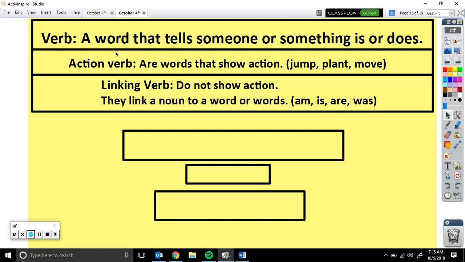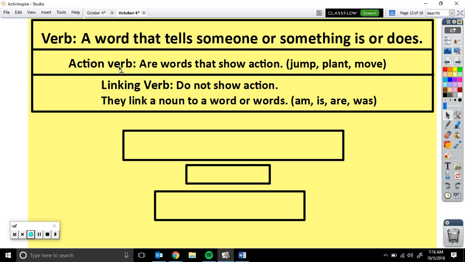So there are two types of verbs. And the first one is usually what you think of when you hear the word verb. It is words that show action. I jumped off the floor. Jumped would be the action, right? The leaves change. Well, the leaves, the noun, is changing.